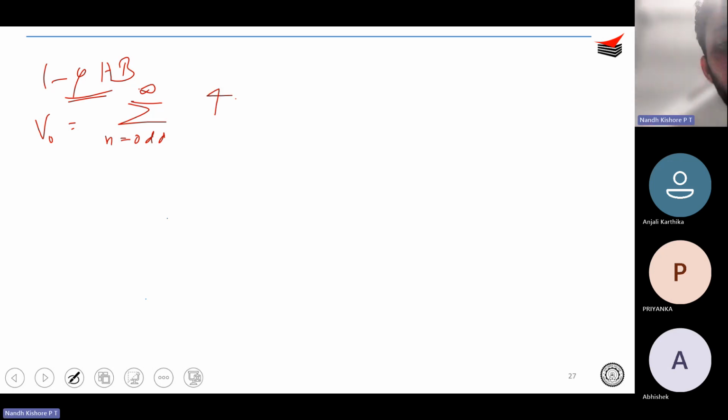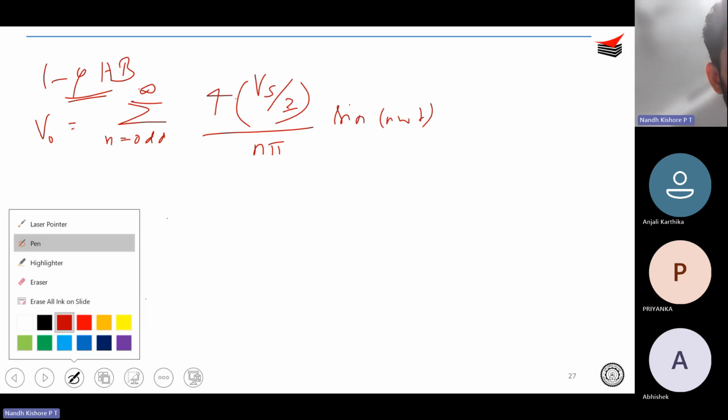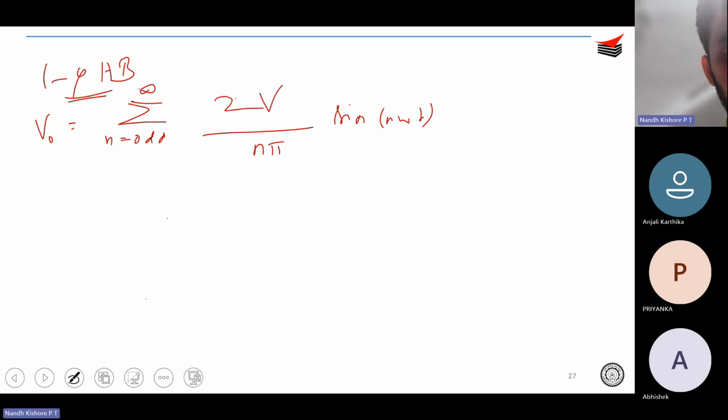It's actually 4 Vs by n pi, right? Generally, but in a half bridge, you have Vs by 2, correct? So 4 Vs by 2 by n pi, or 2 Vs by n pi sine n omega t. Okay, so I will write this as 2 Vs by n pi sine n omega t.